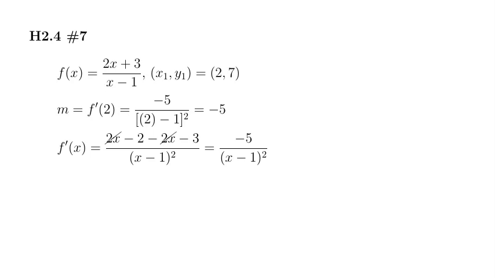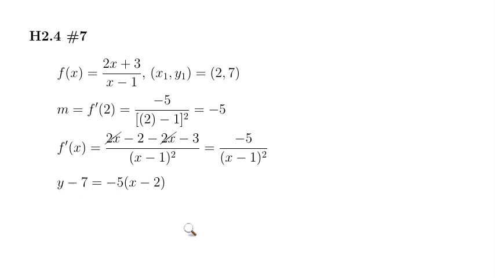Then we have everything we need because we have a point and a slope. By point-slope form, we have y minus y1, which is 7, is equal to the slope, negative 5, times the quantity x minus x1, which is 2. So we get that.